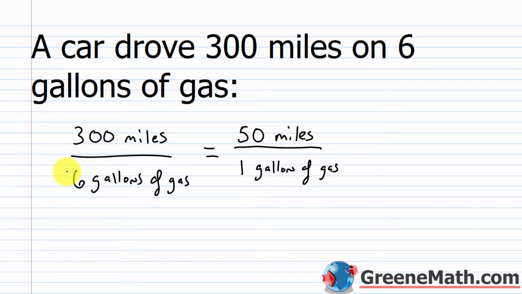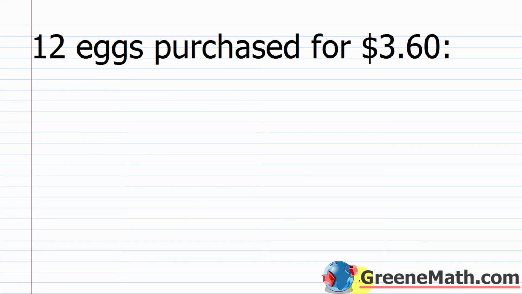That's going to give you some amount in the numerator per 1 amount in the denominator. So it's always per a single unit. You always want a single unit in the denominator. That's why it's called a unit rate. So let's take a look at another one real quick.